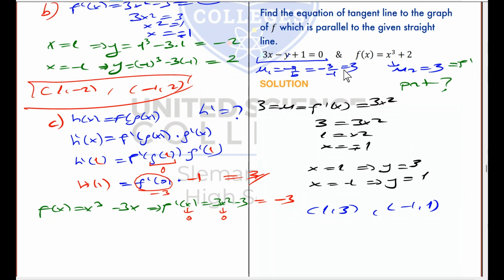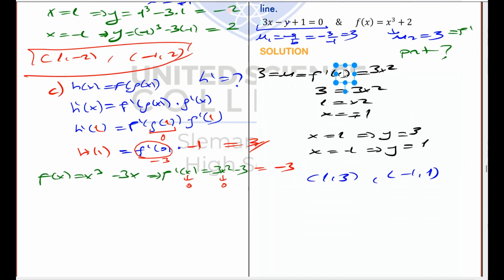I'm asked to find the equation. I haven't got the equation yet. I got the points. So for (1, 3), write the equation: y minus y1, 3, equals m, which is 3, times x minus x1. So y equals 3x minus 3. I have minus 3 here. When I bring it to the other side, it's just 3x.